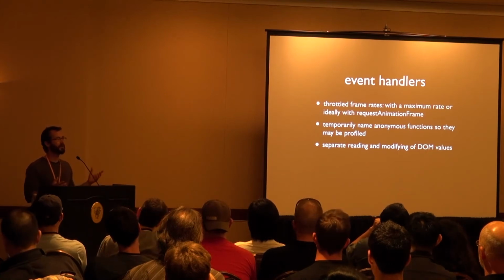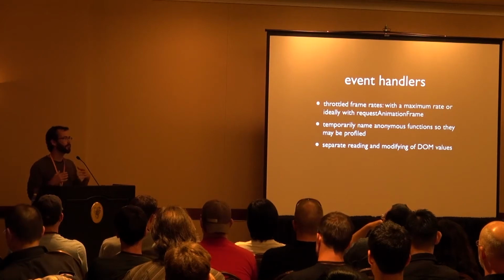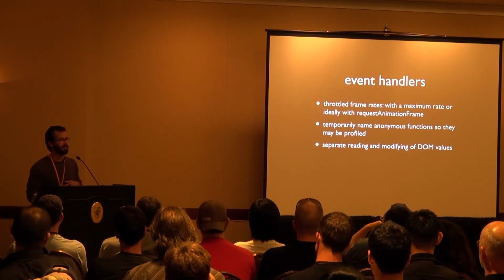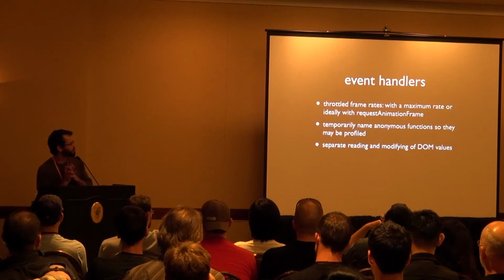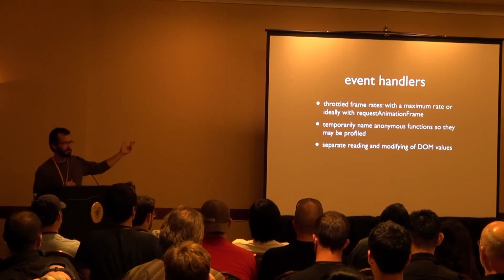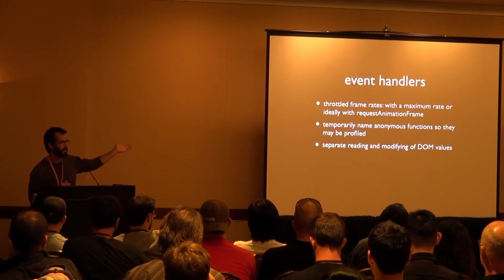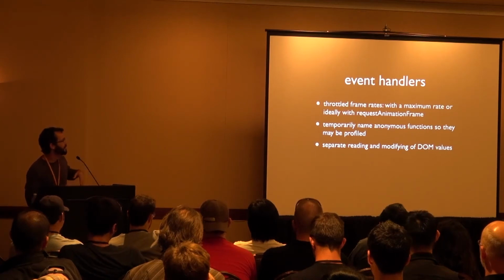And if you need throttling, it will actually look like your animation is slow, which is counterintuitive. You would need to kind of slow the animation down to make it look fast, right? But yeah, I had to learn that the hard way. So anyway, another thing is temporarily name your anonymous functions so they can be profiled. That's just a good debugging technique. So your event handlers, give them names, and that can help you find them in the DevTools.